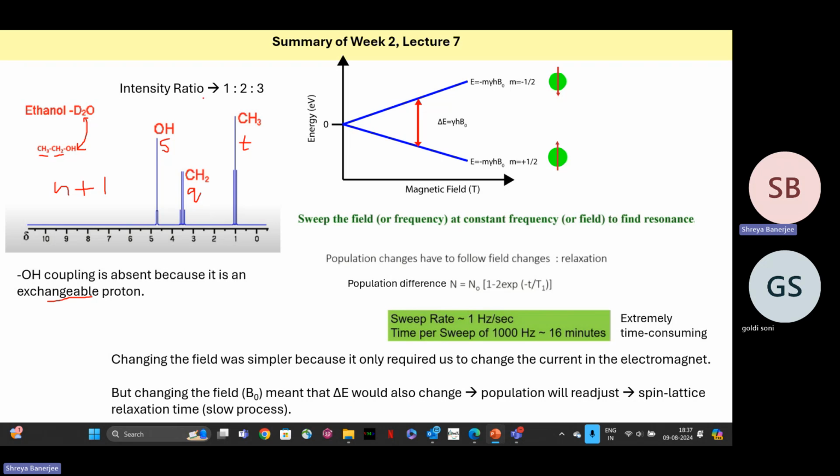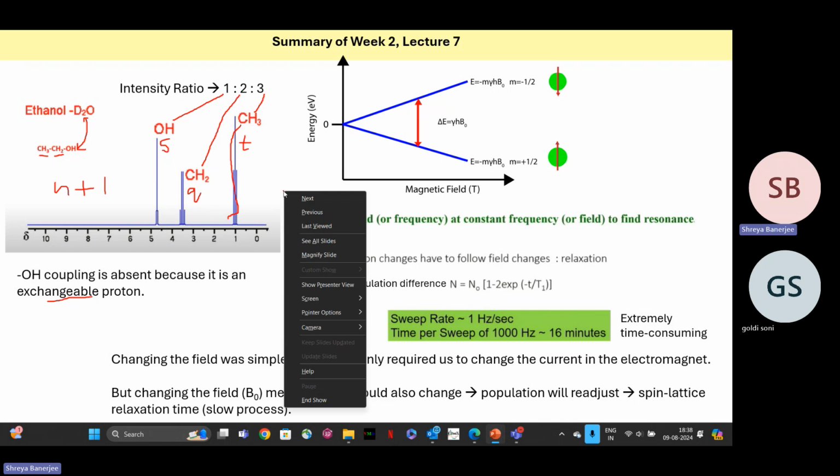The third part is the intensity ratio, which represents the number of hydrogens that make up the peak. So basically the area under the peak, integral is taken of that area. And for OH is to CH2 is to CH3, the integral gives a ratio of 1 is to 2 is to 3, because there is one OH proton, there are two CH2 protons, and there are three CH3 protons. So the third property of the NMR spectra is this integral or intensity.